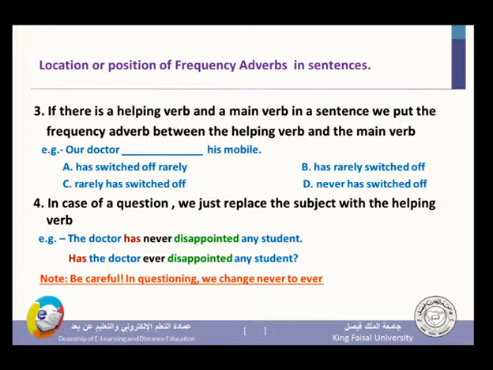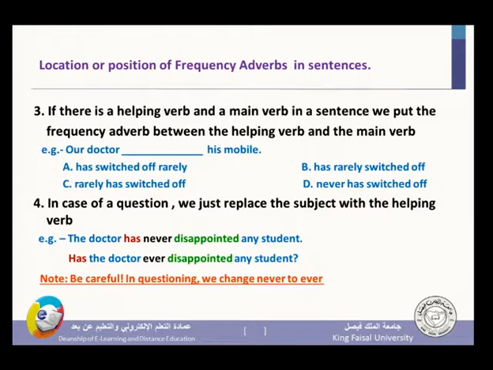With regard to item number 4, it states the question rule. Once we have an adverb in the sentence, in case of a question, we just replace the subject with the helping verb. In other words, if we have a sentence like the doctor, which is the subject, has never disappointed any students. Notice that never, which is the adverb, comes between the two, the auxiliary has and the main verb, which is disappointed. The only thing we do in order to make a question is to locate the auxiliary, which is has in this case, before the subject, which is the doctor. So the question will become, has the doctor ever disappointed any student?